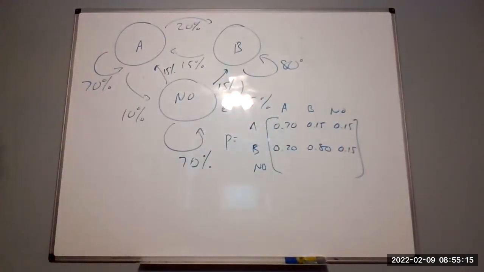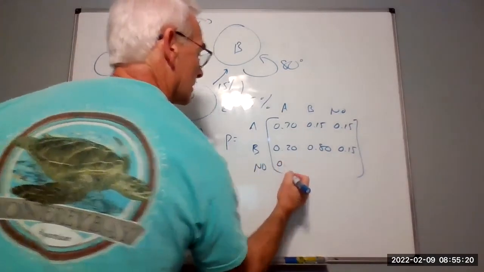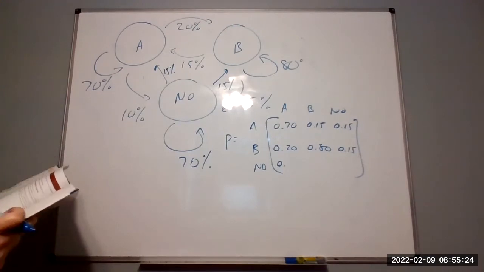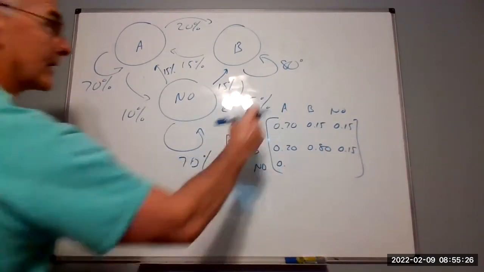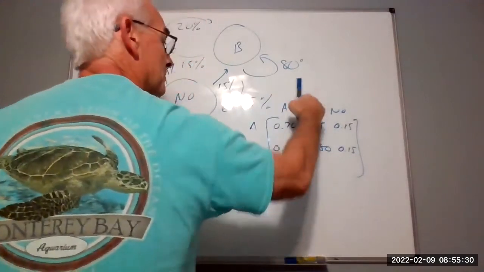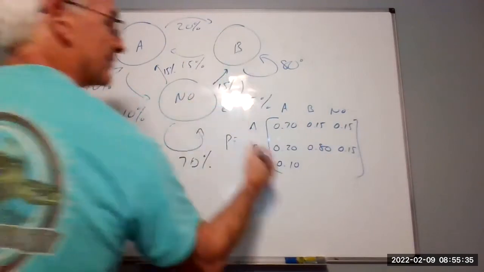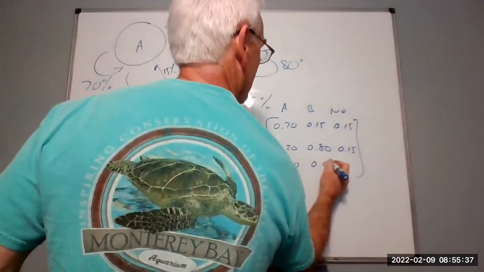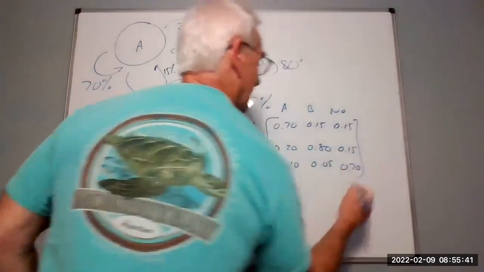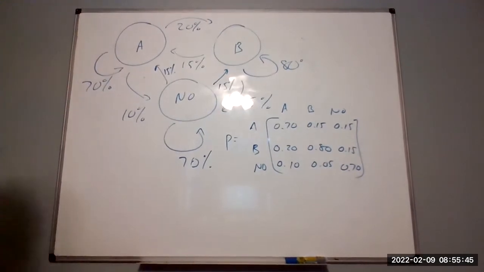Now the none, how many went from none to A? Oh, I'm sorry, I said it backwards. How many went from B to none? So B to none was 5%. And how many went from none to none? That's 0.7. Now notice my columns. My columns add up to 1.